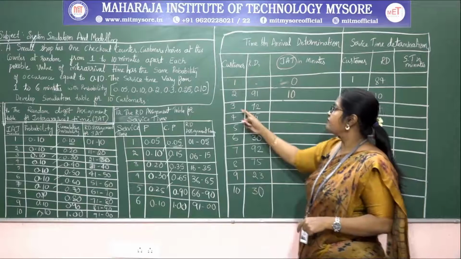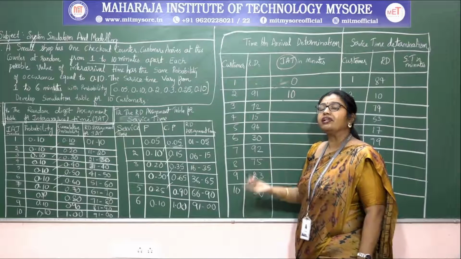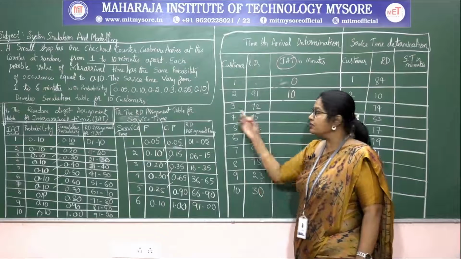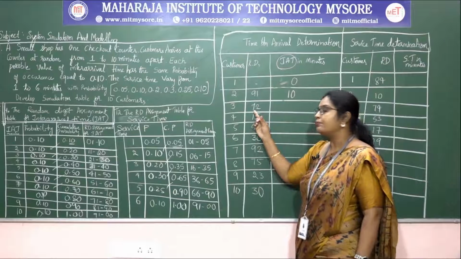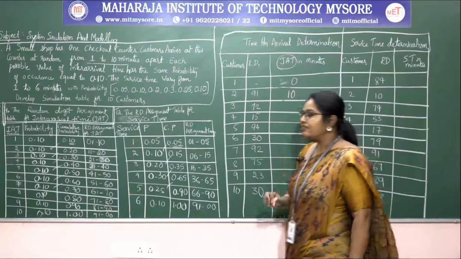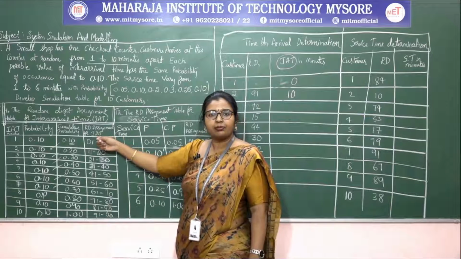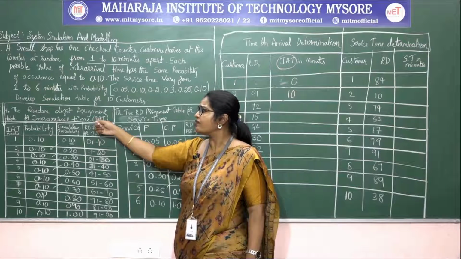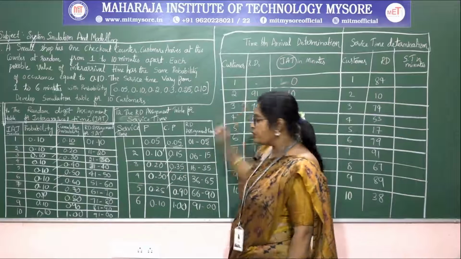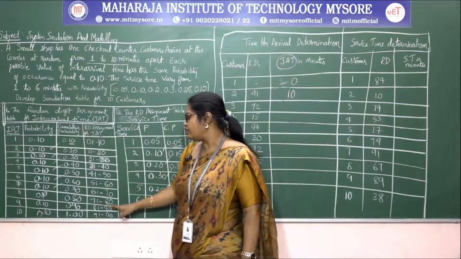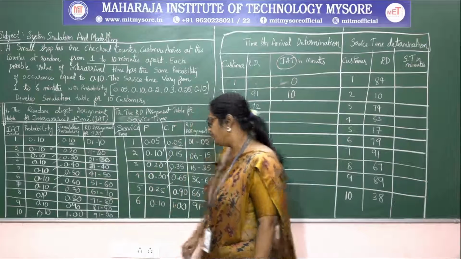Next, for the third customer, after what time is the customer arriving into the system? That is based on the random number 72. We need to look into this table only since we are finding IAT. So the random number is 72. 72 lies between 71 to 80. This is the range, and that is nothing but 8.